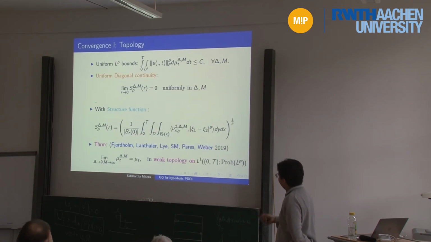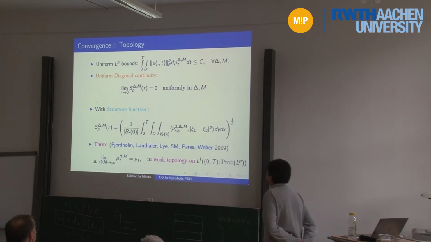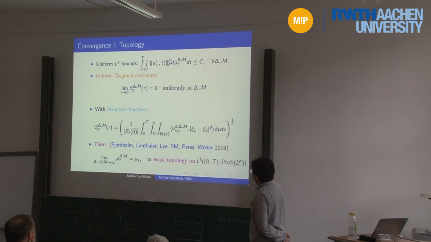And there is a natural topology. You see there are several papers here about that. There is a natural topology on measures, but we also have some dependence in time. So there is a natural topology on that, but it is very difficult to work in this topology. So you need some sort of sufficient conditions.